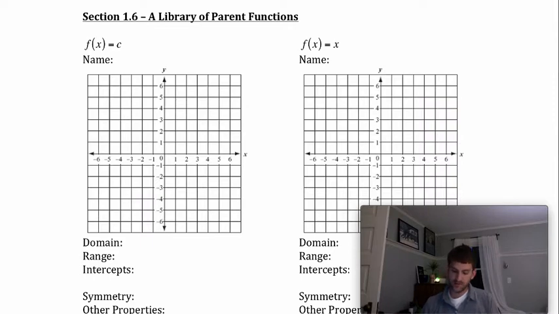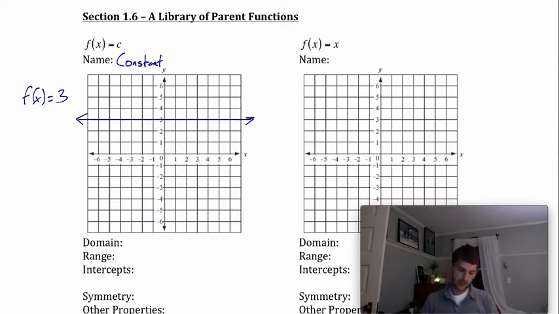So the first function we're going to talk about here, the parent function, it's f of x equals c. This is actually one of the parent functions we didn't talk about. This one is just called a constant, where c is just some value. So for example, with this one, we're just going to pick f of x equals 3. So it's going to have a horizontal line at y equals 3, and it's just going to be flatlined forever.